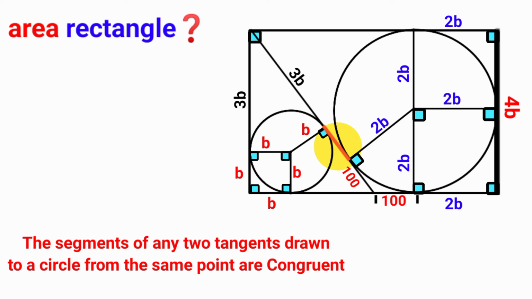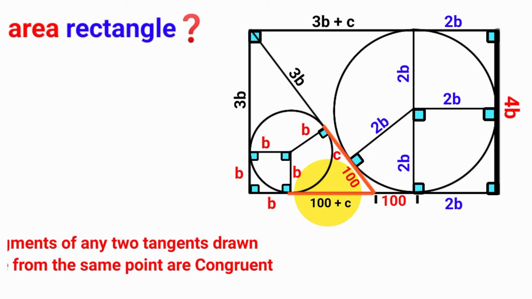Now let's assume the length of this segment to be c. Let's focus on this line and this line. They both are tangent at this point, and also from the same external point. So they'll have the same length. Since the length of this is the sum of this 3b and this c, this must also be 3b plus c. The next tangent we are going to attack now are this and this. They are from this same external point. So since the length of this is the sum of this 100 and this c, the length of this will also be 100 plus c.